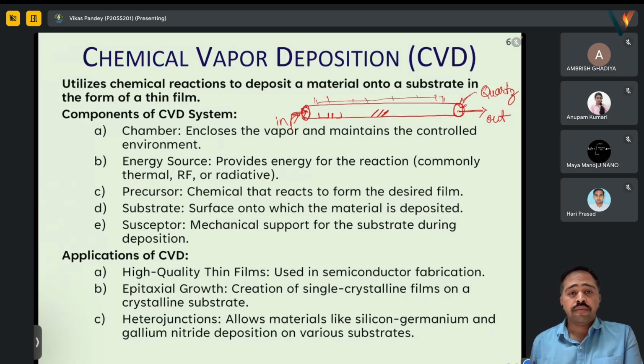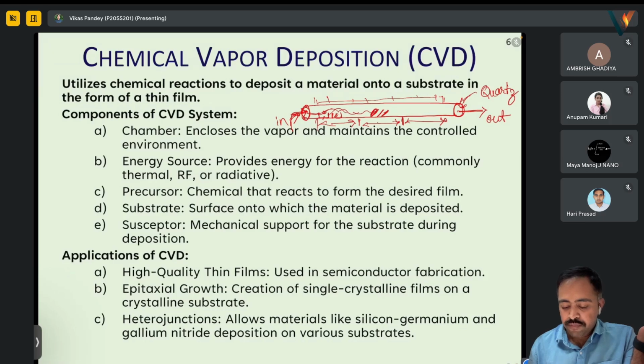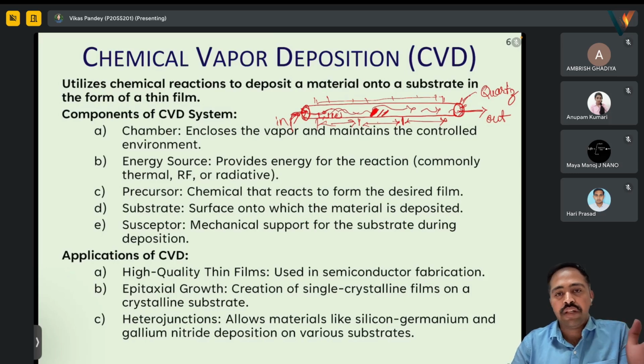So whenever the airflow will be there, and since it is heated, it will come with gas, and the reaction is supposed to take place. There might be that in this part there is one temperature, this part another temperature, and the optimal temperature at which this reaction, suppose we are taking two different materials that will react. Okay, so that reaction will take place here, and it will deposit over these wafers, and the byproducts will flow out along with the gases. This is a very simple CVD method.